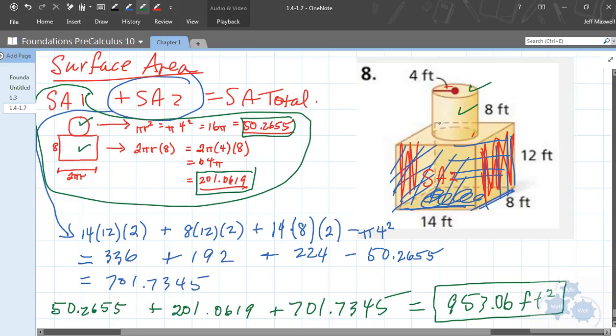So each question is going to be a little bit different. You're going to have different shapes, and you'll have to keep in mind the overlap and make sure you take that into account.